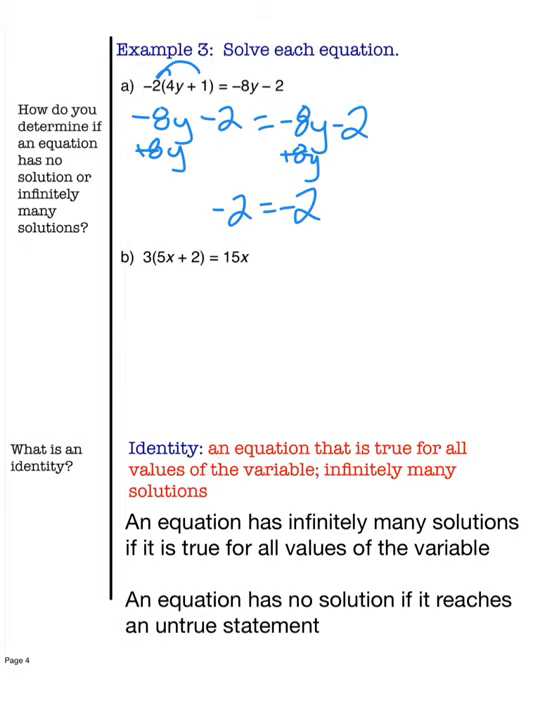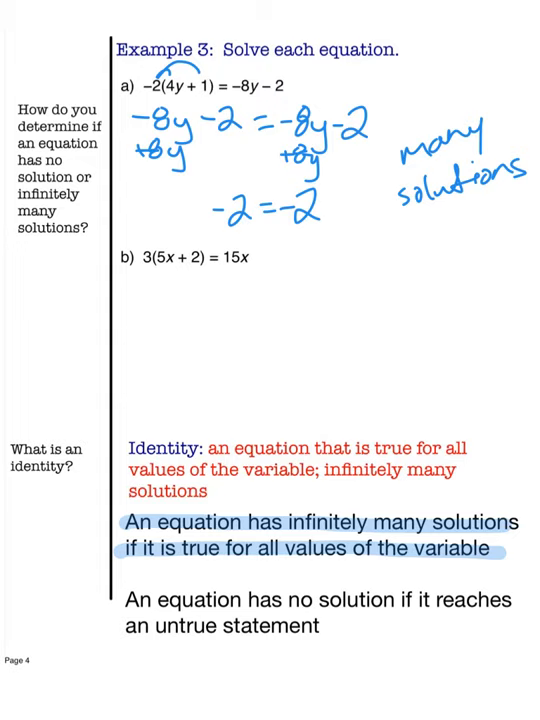All right, so here's an important thing to write in your notes. An equation has infinitely many solutions if it is true for all values of the variable. This is what's going to happen in case A. This is going to be many solutions. Because no matter what I plug in for y, I'm always going to get a true statement. So here where I solve for the variable, I got a true statement. That means it has infinitely many solutions.